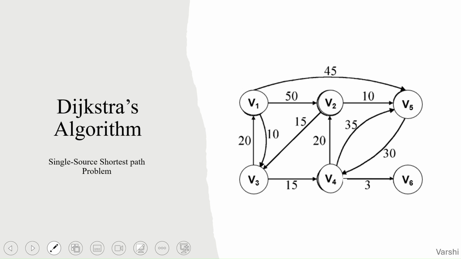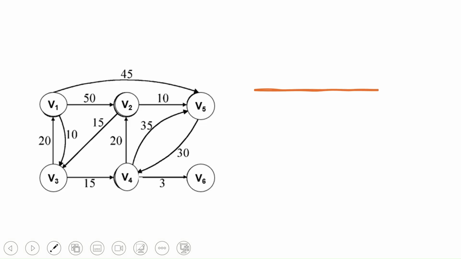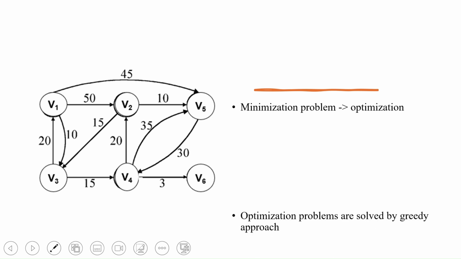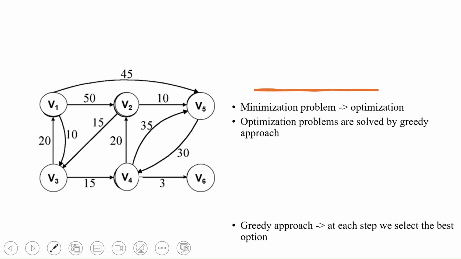As here we are finding the shortest distance, this is known as a minimization problem. As this is a minimization problem, it is obviously an optimization method. Optimization methods can be solved either by DP, which is dynamic programming, or the greedy approach. So here we are using the greedy approach.